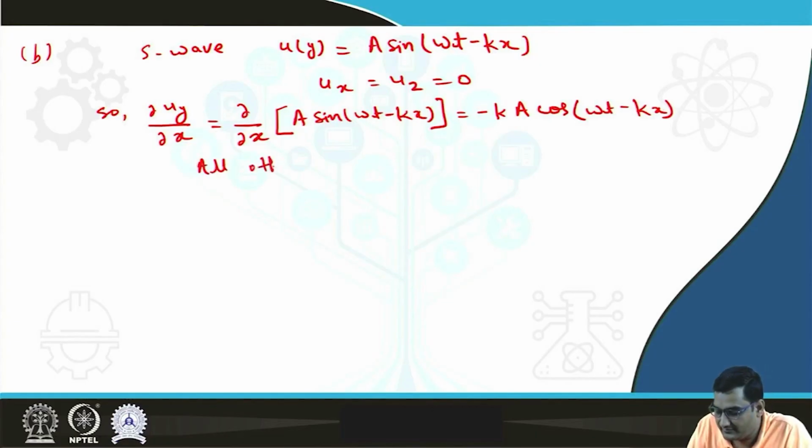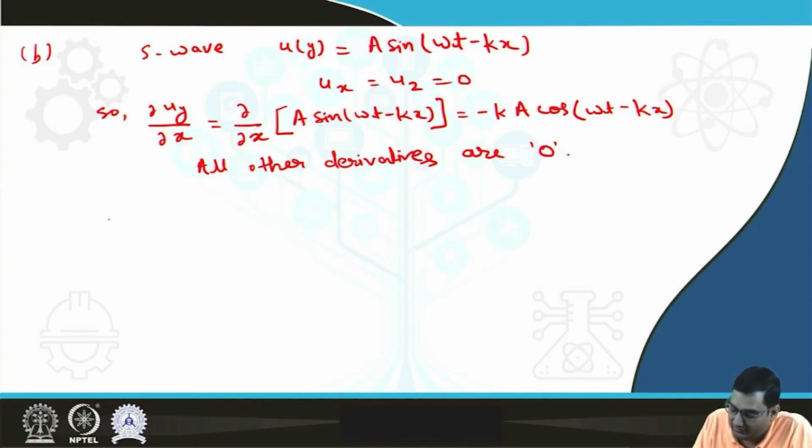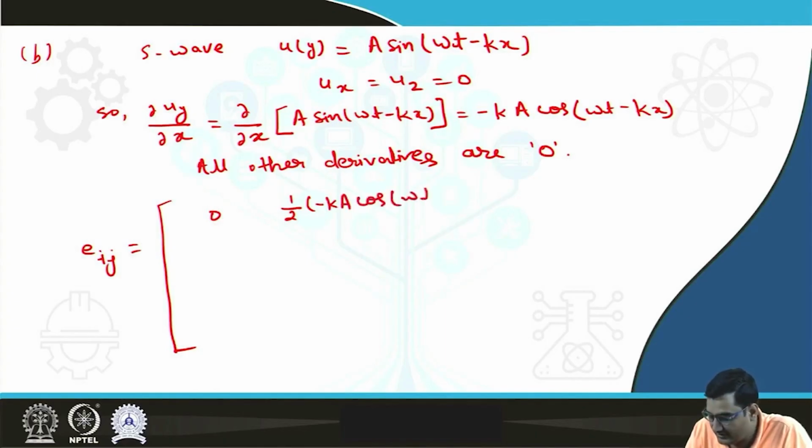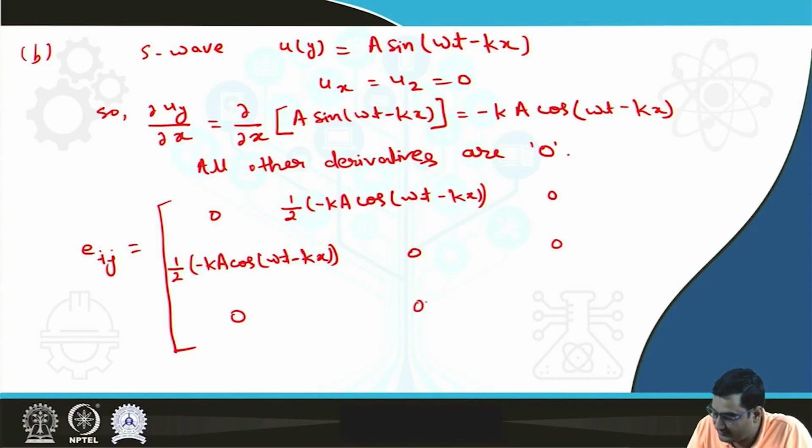All other derivatives are 0. So the strain tensor we can calculate, Eij will be equal to, in matrix form, 0, half in bracket minus ka cos(omega t minus kx), and then 0, and half minus ka cos(omega t minus kx), that is 0 and that is also 0, and here is 0, 0 and 0.